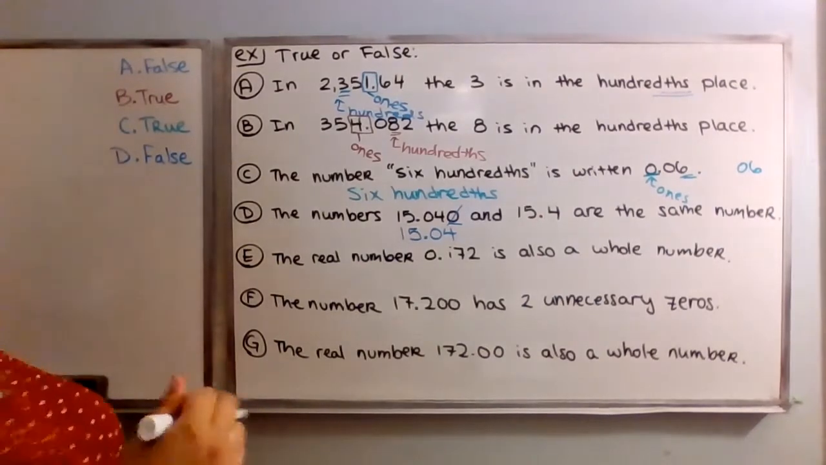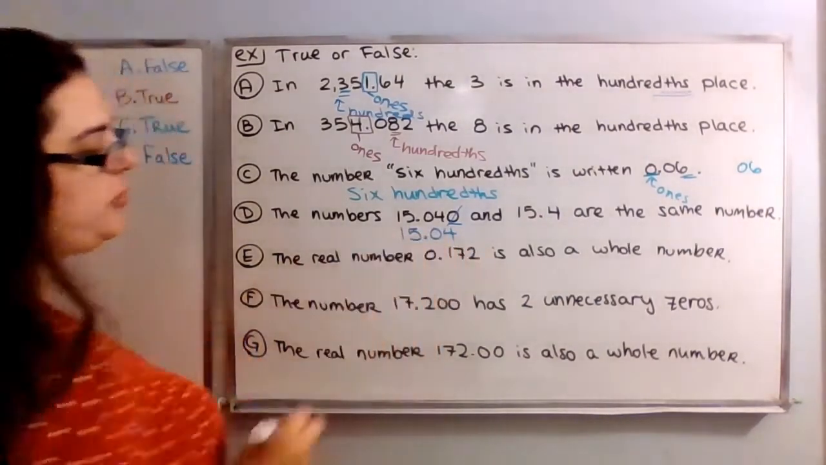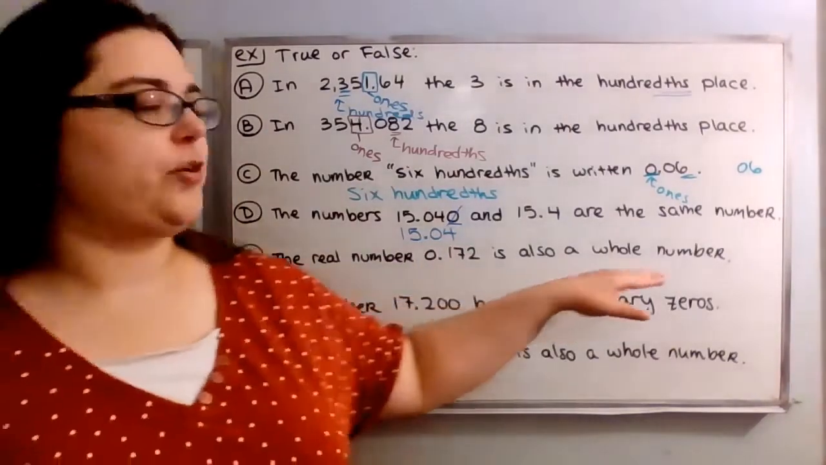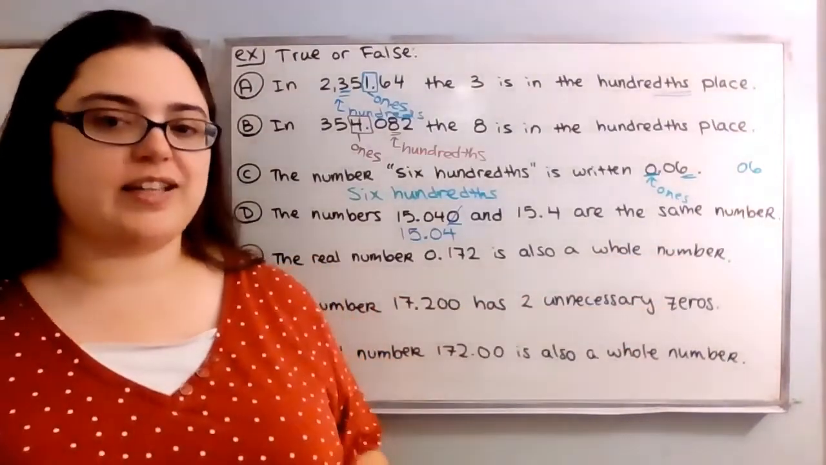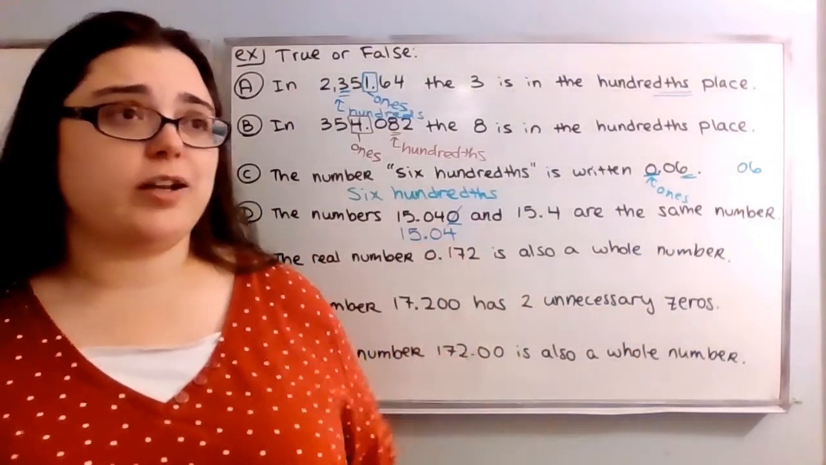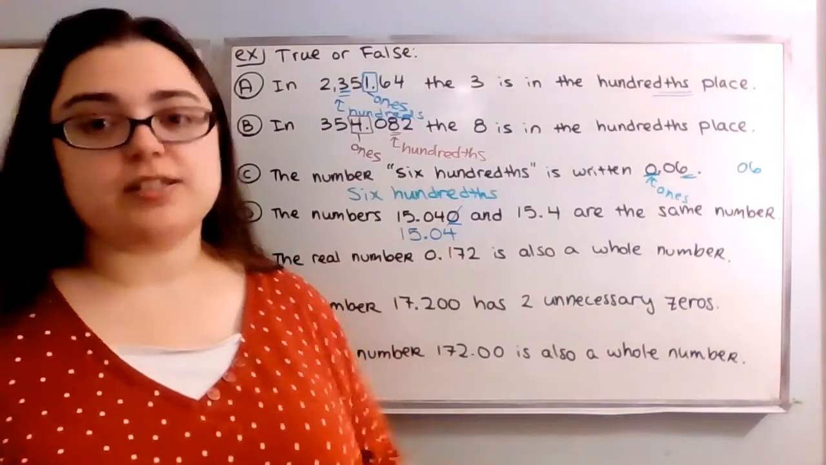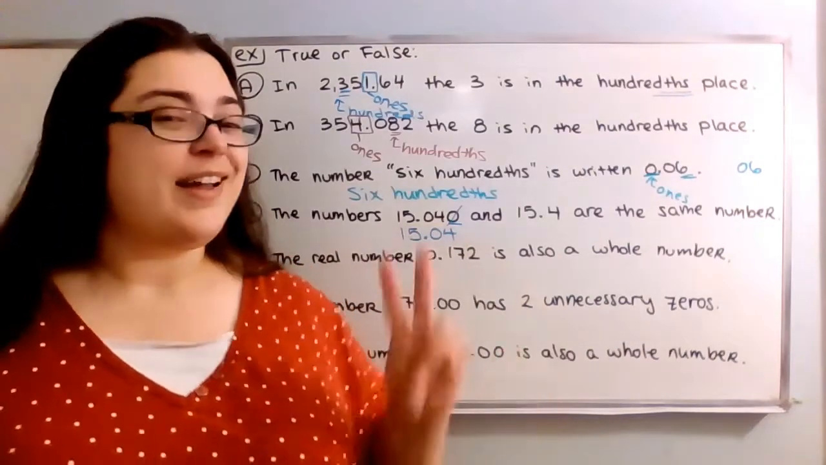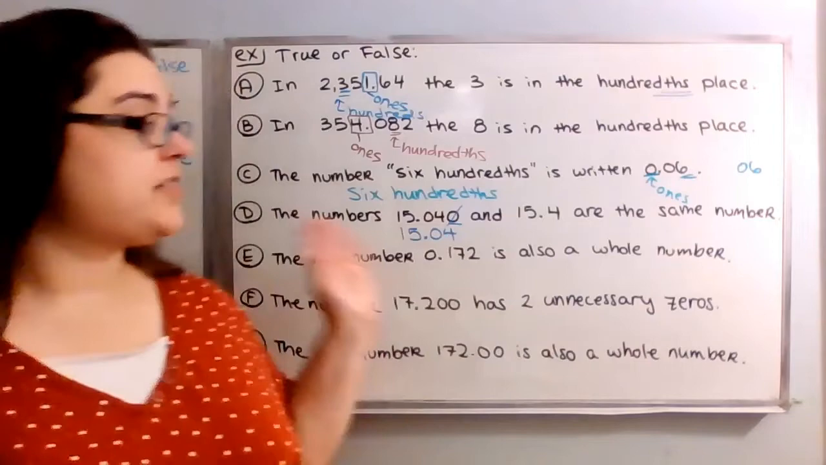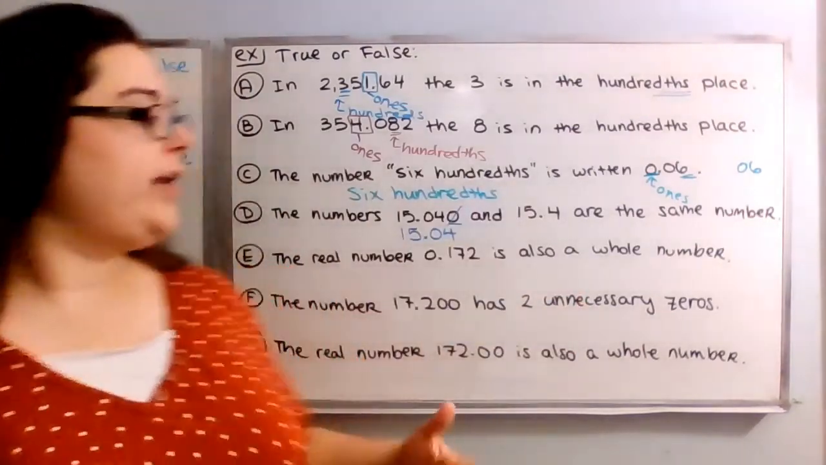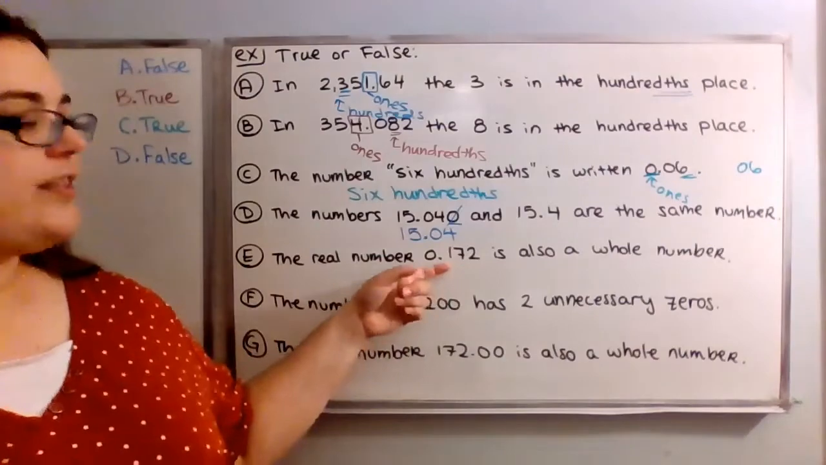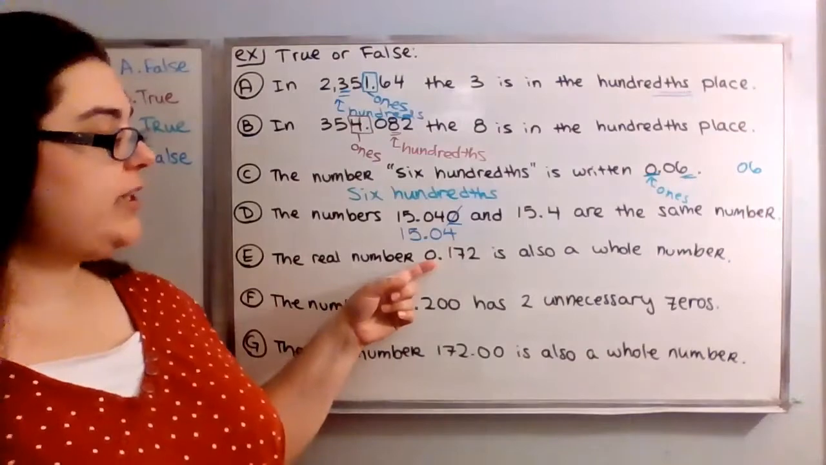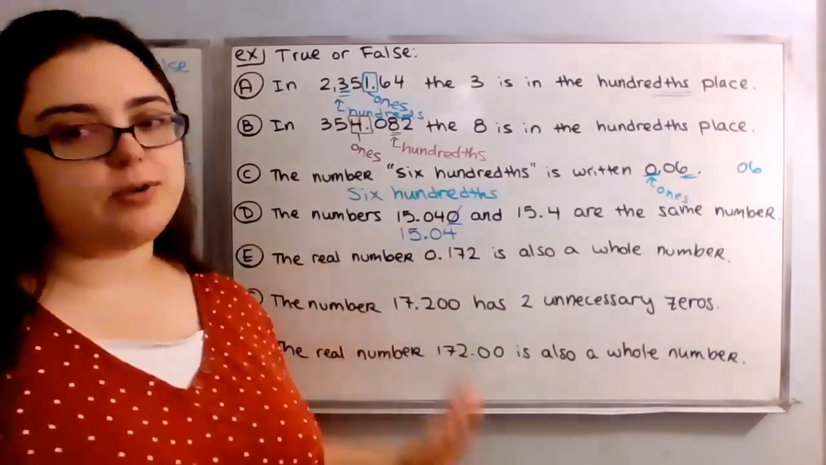All right, let's take a look at part E. Let me fix that number that I partially erased there. This one says the real number 0.172 is also a whole number. So this one is testing two concepts, really. Concept one is it's testing on the surface the different number names. Can we tell the difference between a real number and a whole number? The second concept it's testing is the unnecessary zeros. So when I look at 0.172, there's no way for me to write this without that 0, because that 0 is to the left of the decimal point, so it's necessary.